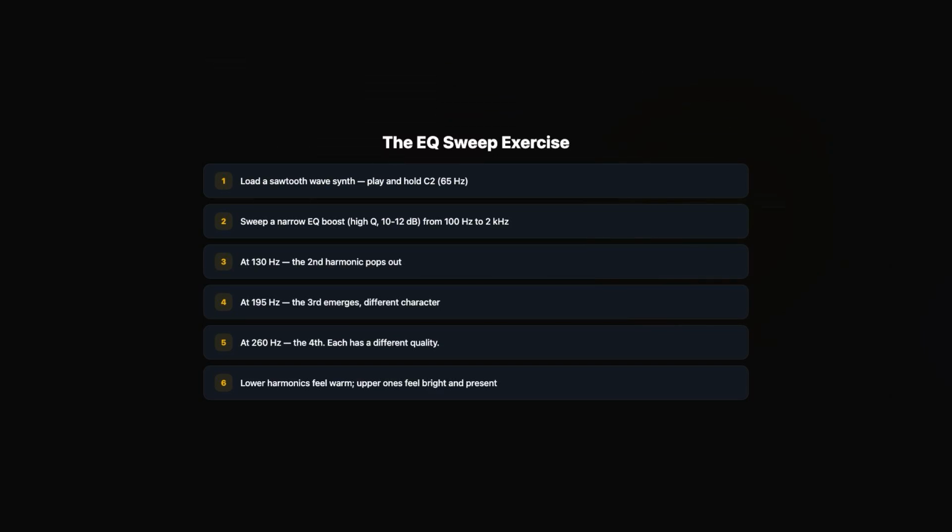At 130 Hz, you'll hear the second harmonic. At 195 Hz, the third. At 260 Hz, the fourth. Each one has a slightly different character. The lower ones feel warm and full, the upper ones feel bright and present.